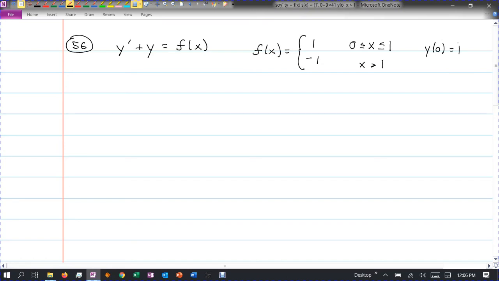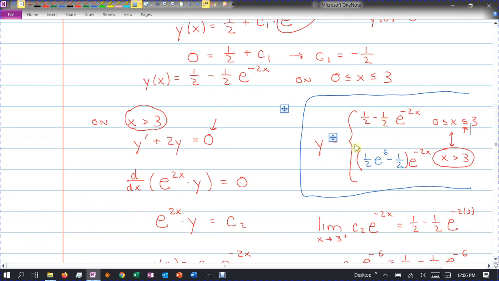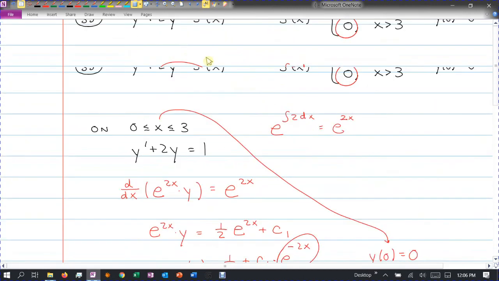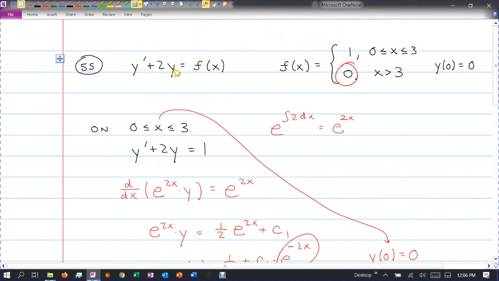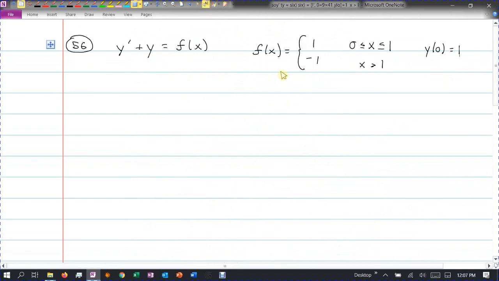Okay. I should have mentioned on the previous problem that this function that we found not only satisfies the original differential equation, where f of x is this piecewise, but it also satisfies this initial condition. Okay, so we also had that in there. I forgot to say that. So let's go ahead and go through this again.